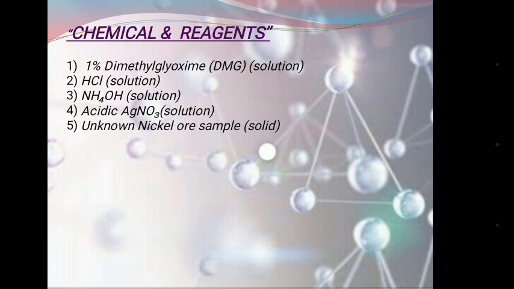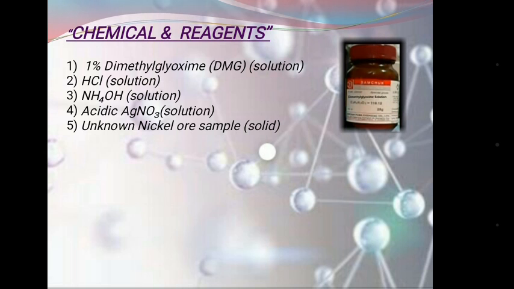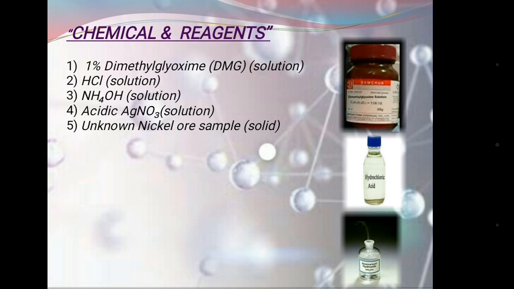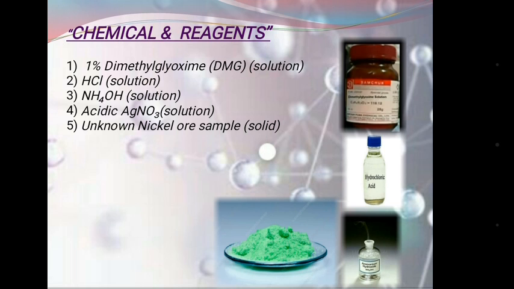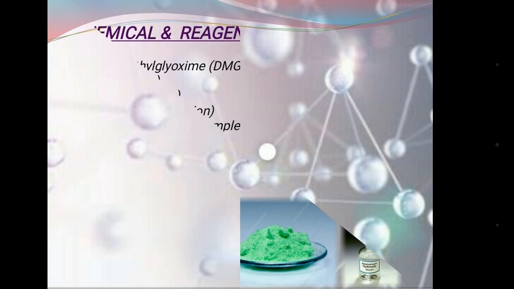Now chemicals and reagents. The nickel is precipitated as nickel dimethylglyoxime by adding an alcoholic solution of dimethylglyoxime and then adding a slight excess of aqueous ammonia solution, and these are the chemicals required. Now we will discuss the procedure of this analysis.